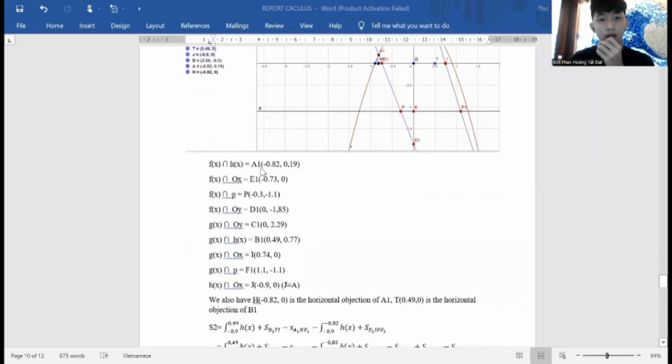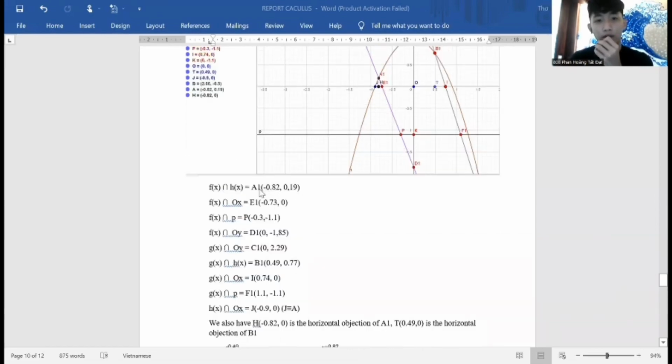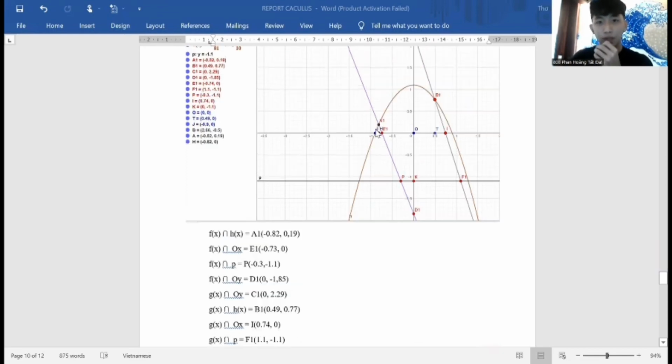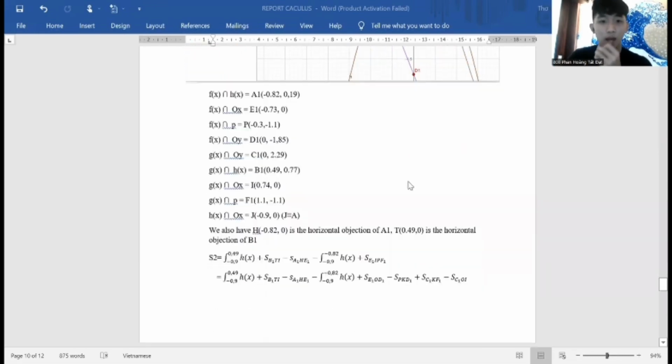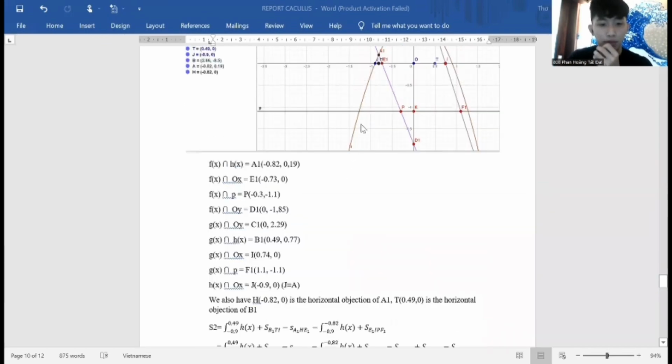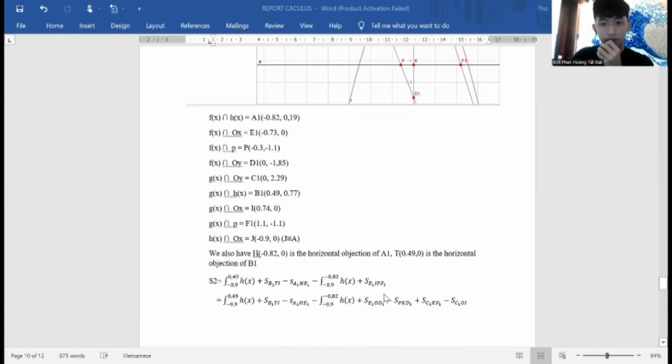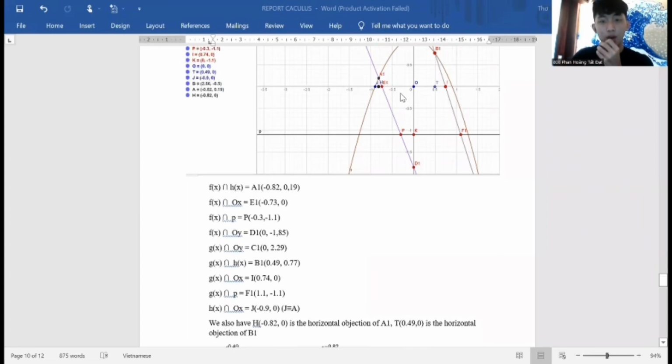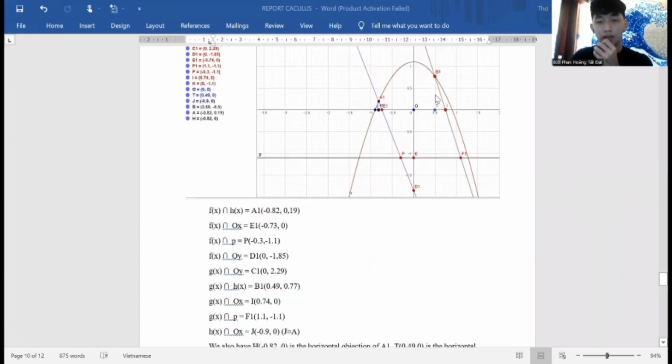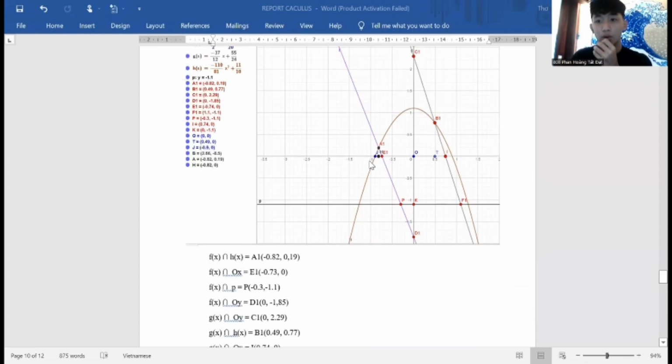So I find the similar points, the intersect points of each function with Ox and Oy. So we have x2 equal to this. You can see I will use the area of the triangle too, and also the area of the functions I have learned.